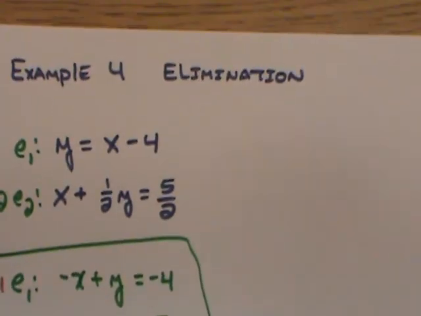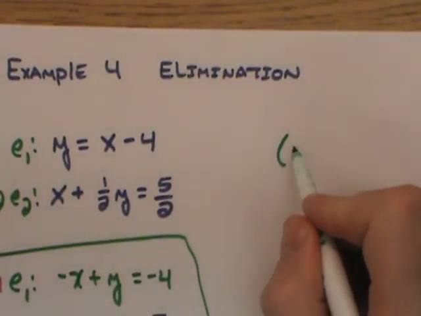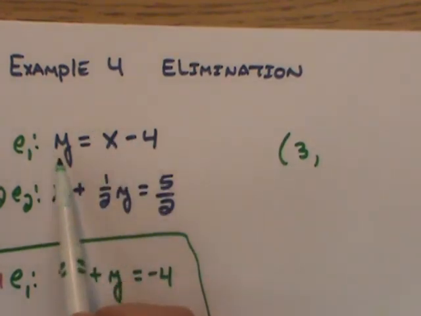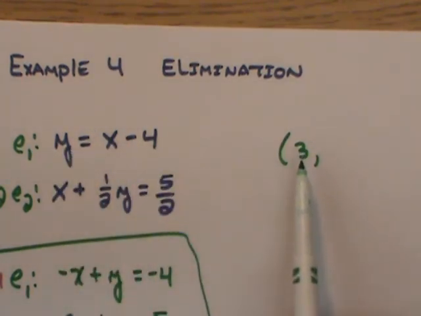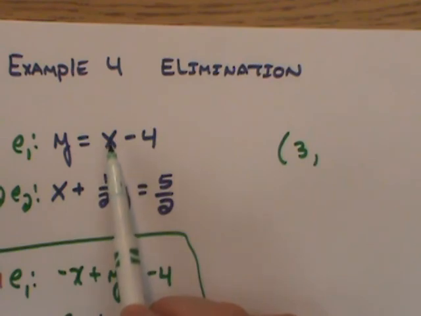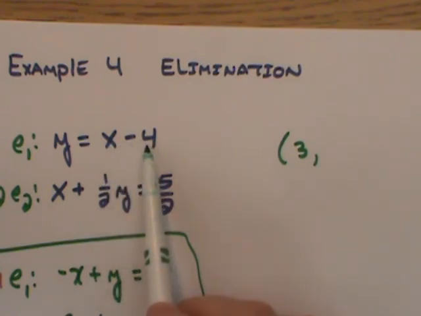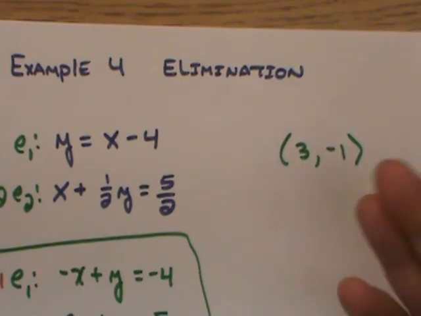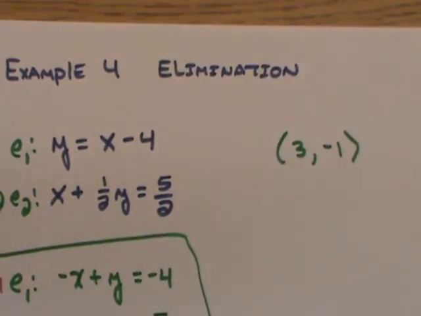I can come up here. I know that x is 3. And the way that this problem was originally set up, with this slope-intercept form, means that it's very conducive to plugging the 3 in there. 3 minus 4 produces negative 1 for a y value. And that problem's solved. Example number 4, using elimination.